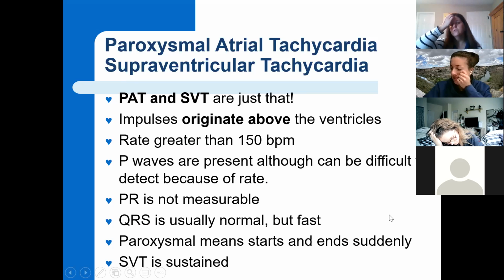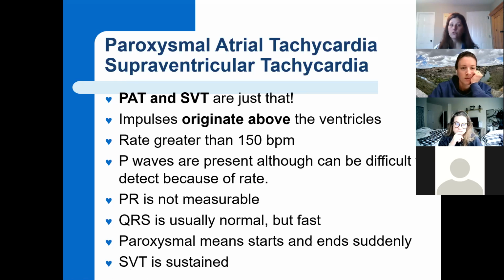Okay. So supra just means above. So supraventricular, above the ventricles, and paroxysmal atrial tachycardia, really they're used interchangeably. Paroxysmal really just means that it comes on or leaves suddenly. And a lot of times with the supraventricular tachycardia, you're going to see that it sticks around a little bit longer, that it's more sustained, okay? But really, they're both coming from the atria. So don't let that confuse you. Don't let that trip you up.